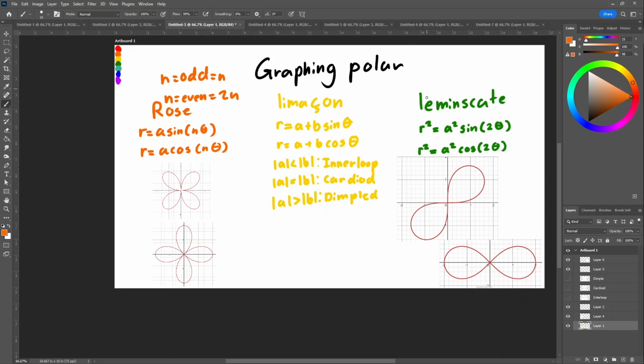If a is equal to b, it's a normal limaçon called a cardioid, and it has a distinct point there. The pointed part of the limaçon will be at 0, 0, which is really useful to know in order to identify what type of limaçon it is just from looking at it. And if a is greater than b, then it'll be a dimpled limaçon.